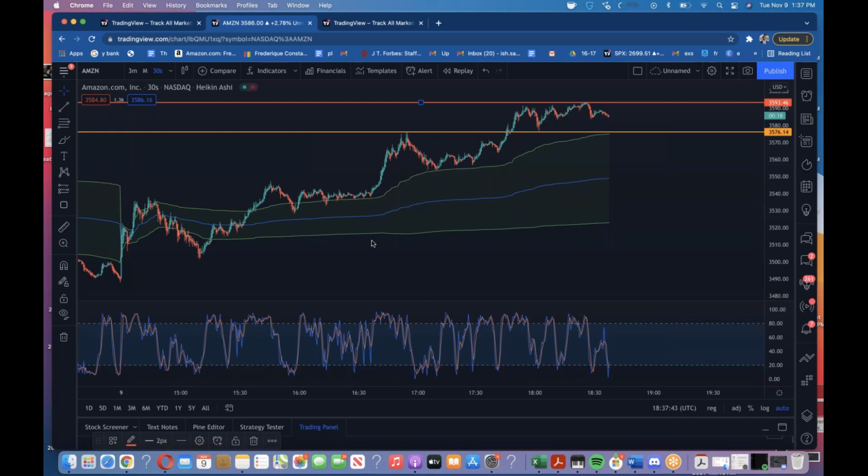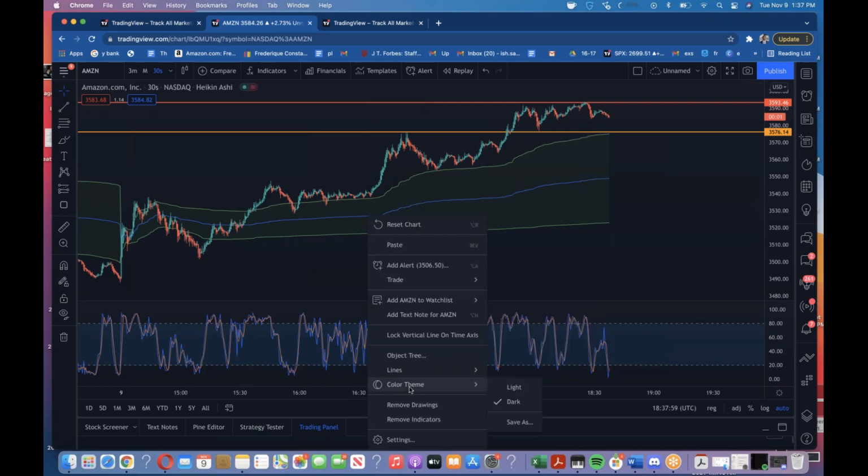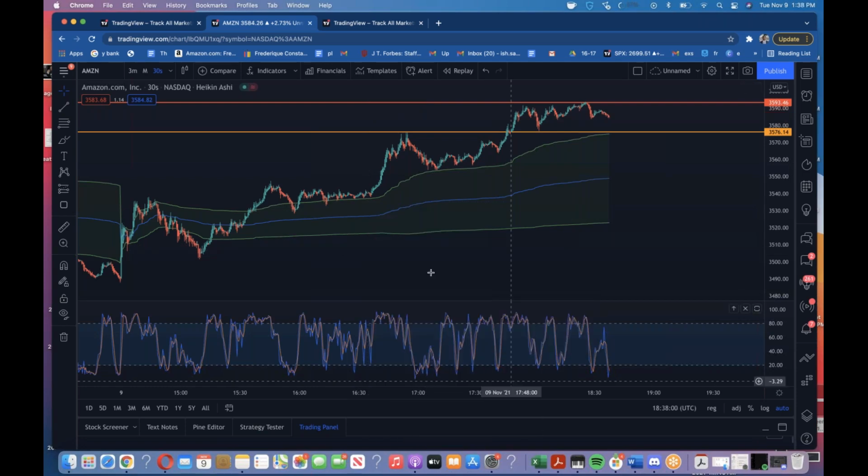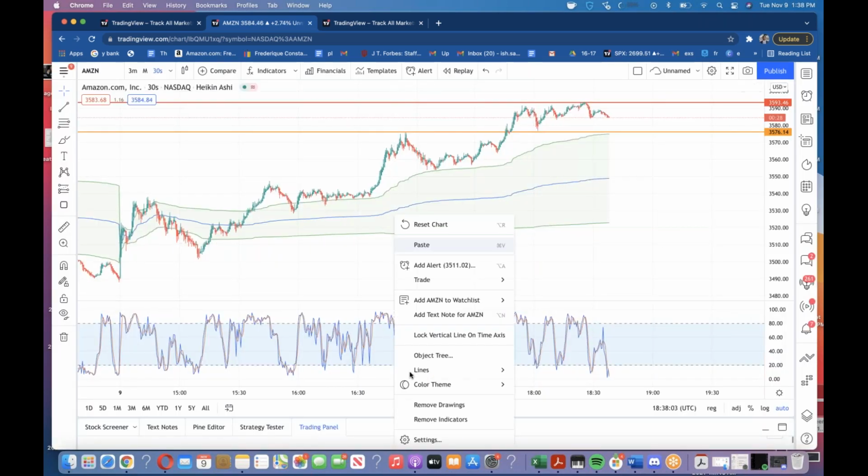So right now, what you can see on my screen is exactly what I look at when I am day trading. It differs from time to time, but number one, the platform that I use is TradingView. Number two, not the light theme, I'm using the dark theme. So how do you do that? You just right click here and go to color theme, and you can click between light and dark as well. I'm always on the dark theme here.